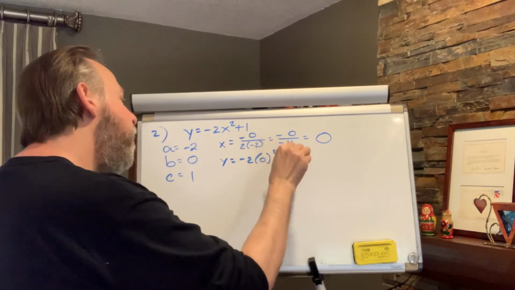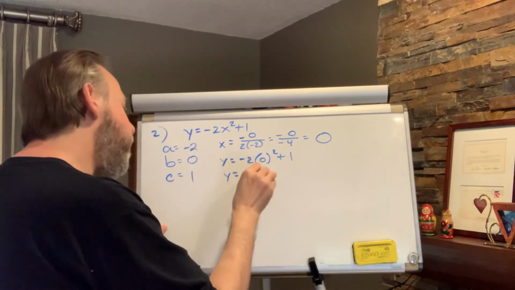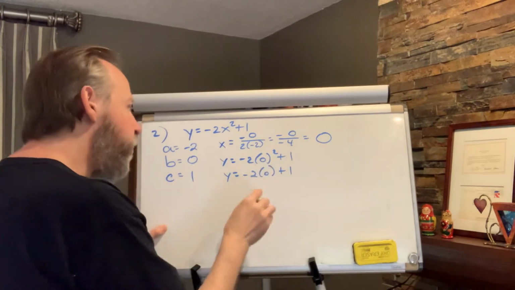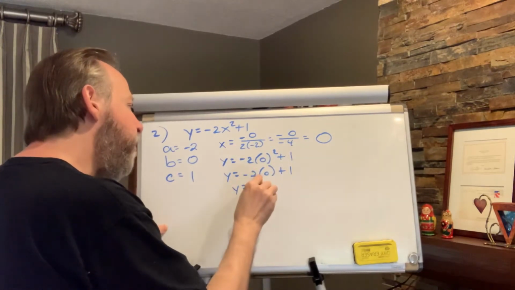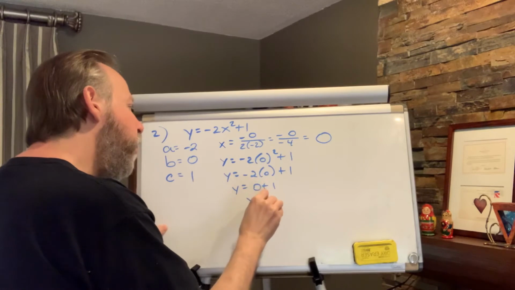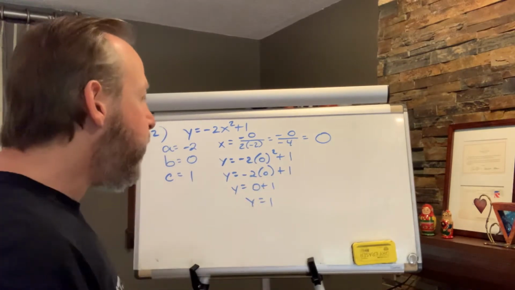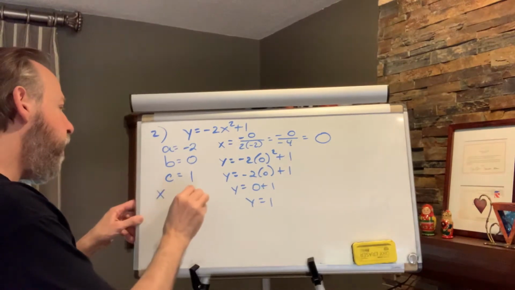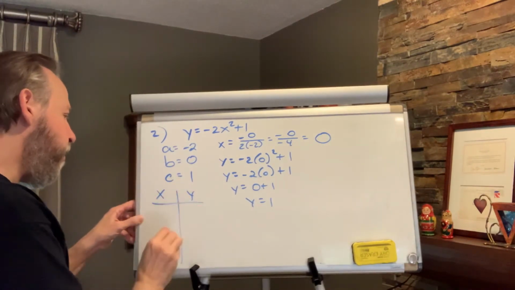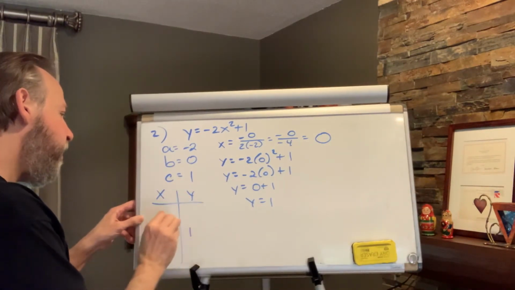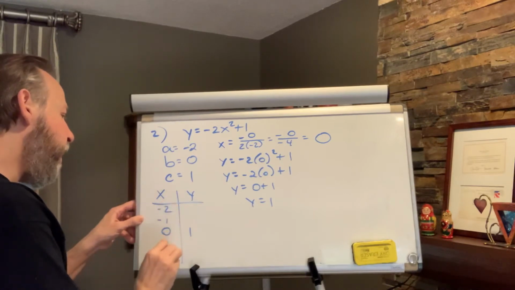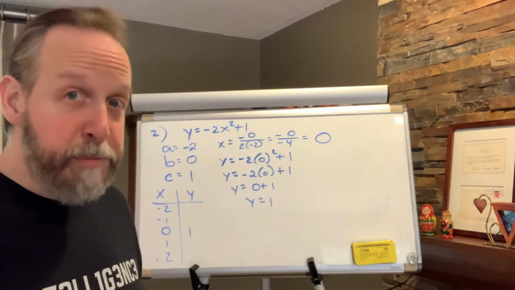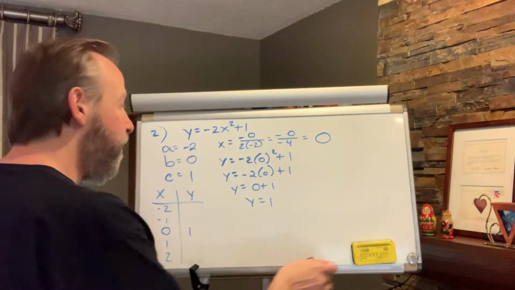Okay, order of operations, this time doesn't much matter, but we're still going to do things right. 0 squared is 0. Negative 2 times 0 is 0. Y equals 1. My vertex is the coordinate 0, 1. So again, I'm going to make my t-table with 0, 1 in the center, negative 1, negative 2, positive 1, positive 2. Again, we find our coordinates by plugging in the values and being careful.